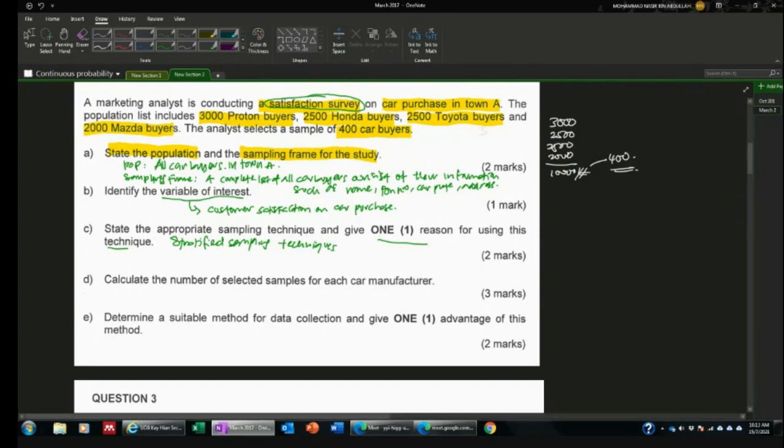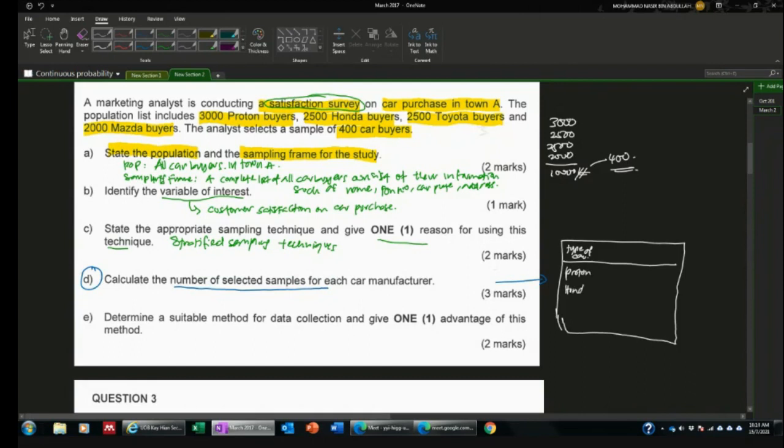Then number 4, D: calculate the number of selected samples for each car manufacturer. To calculate the number of samples, we make a table. In the table you must have the type of car: Proton, Honda, Toyota and Mazda. The total buyers will be 3,000, 2,500, 2,500, and lastly 2,000. So the total is 10,000, and we want to select 400.